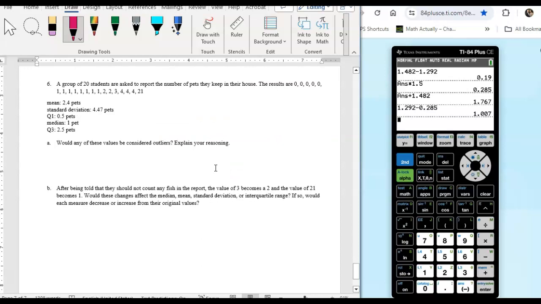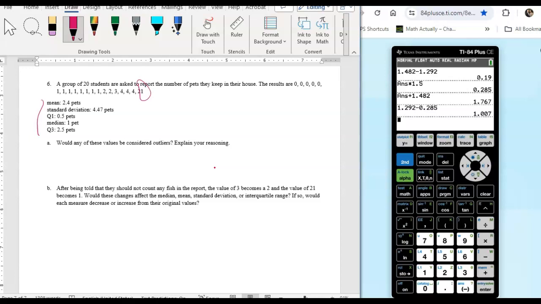Number 6, a group of 20 students are asked to report the number of pets they keep in their house. The results are 0, 0, 0, 0, 0, 1, 1, 1, 1, 1, 1, 1, 2, 2, 3, 4, 4, 4, 21. Okay. So here is the data. Would any of these values be considered outliers? Explain your reasoning. So immediately I'm looking at this 21. That seems a little bit off, but let's go ahead and make sure that we've calculated correctly.